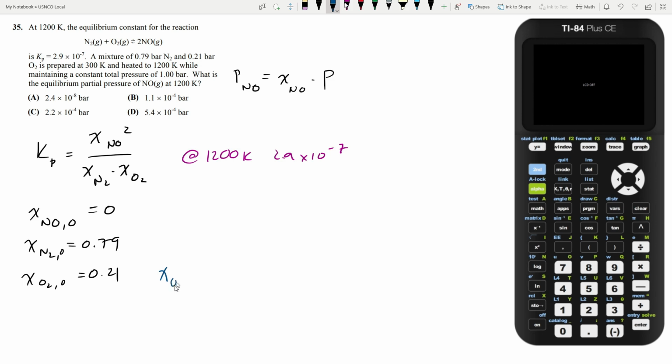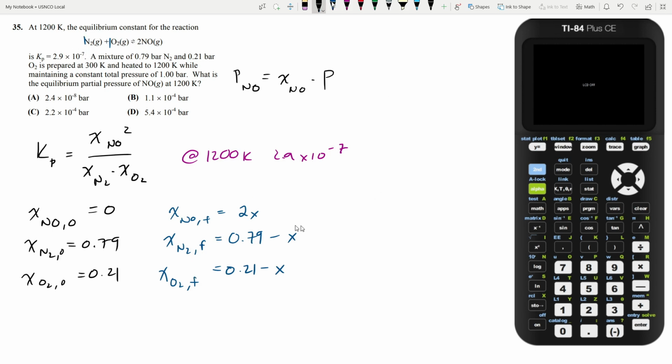Now we can talk about these mole fractions at the final state. The final mole fraction of O2 is going to be 0.21 minus whatever is consumed. Let's define it as X. And so that means that your final mole fraction of N2 is going to be 0.79 minus also X because these are in a 1-to-1 ratio. And finally, your final mole fraction of NO is going to be 2X because while these are in a 1-to-1 ratio, NO has a coefficient of 2, so twice as much is formed as is individually consumed of the N2 and O2.